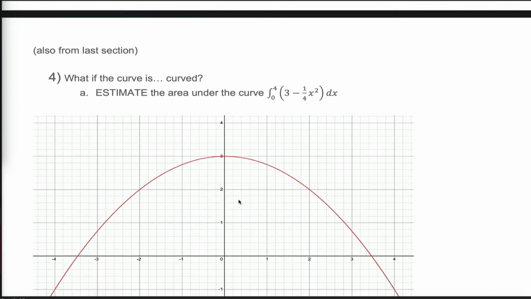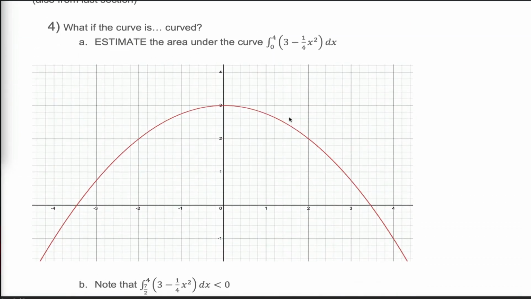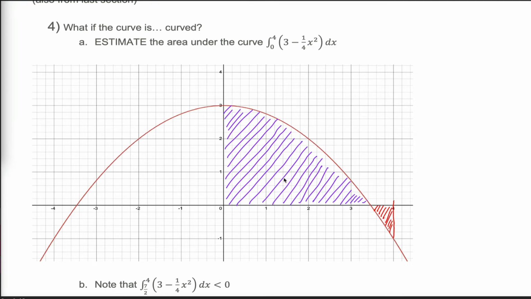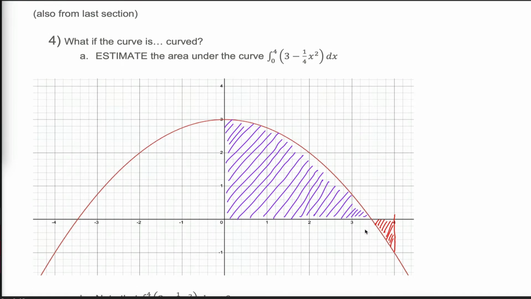Let me figure out the area underneath the curve, pictured here, 3 minus 1/4 x squared, from 0 to 4. How much area do I have shaded in, where we count the red area as negative and the purple area as positive, and we net it all out? How much area do I have here?